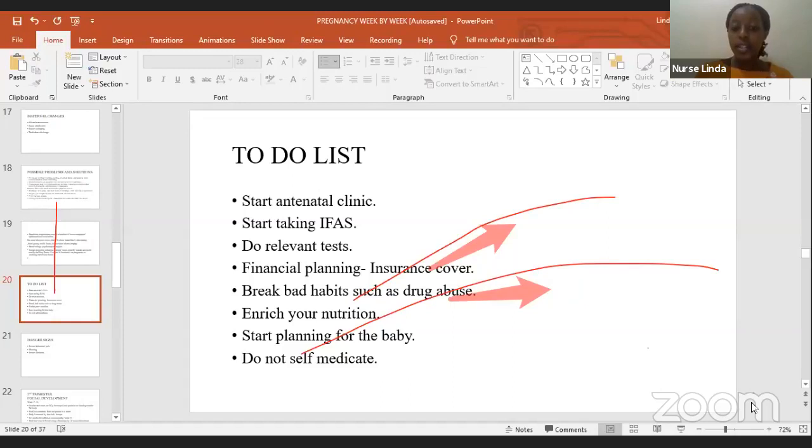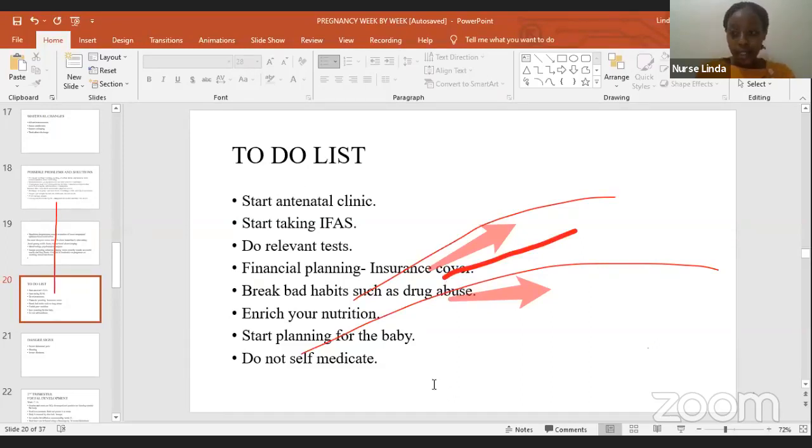It is also very necessary because you have a lot of education that happens at the ANC clinics, and then you also have some tests that need to be done. Some of those tests include you knowing your HIV status for the safety of you and the baby, and you knowing your blood group, amidst other tests.